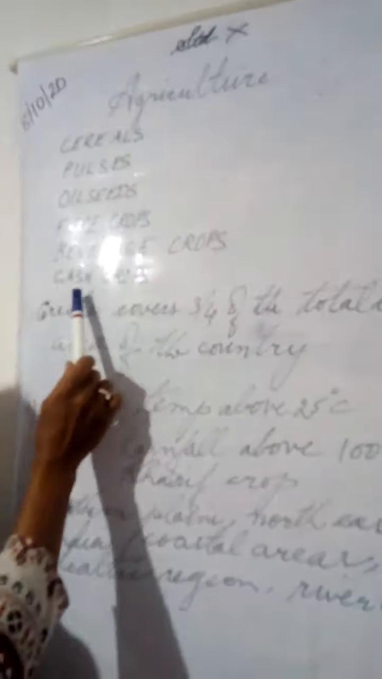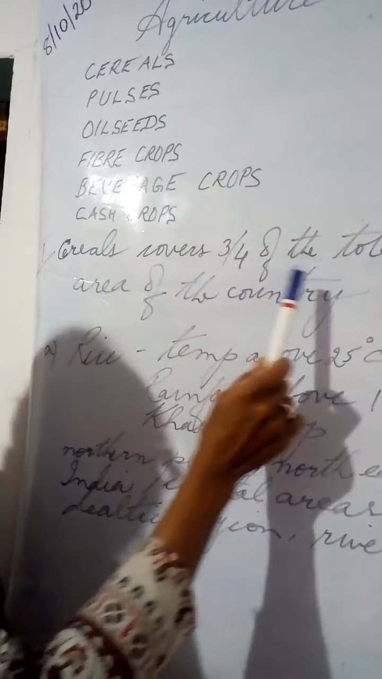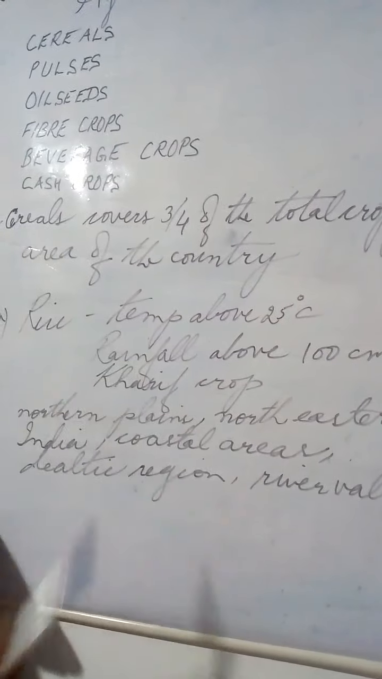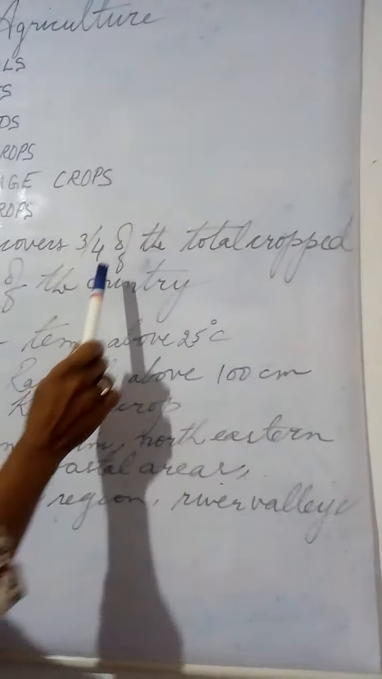Once again, see this. Cereal crops, you should always remember that 3/4 of the total cropped area of our country is cultivated with cereal crops. So 3/4 of the total land we are growing cereal crops. Now, let's talk in detail, one by one, about examples of the different types of cereal crops. Then I'll tell you about pulses, oil seeds, fiber crops, and so on.